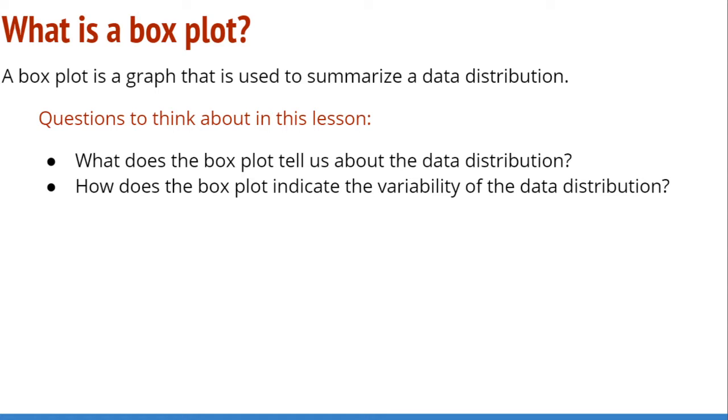Some questions to think about in this lesson. What does the box plot tell us about the data distribution? So we look at this graph, and what are some things we can instantly know by looking at the graph? And how does the box plot indicate the variability of the data distribution? How can looking at the box plot tell us something about variability?